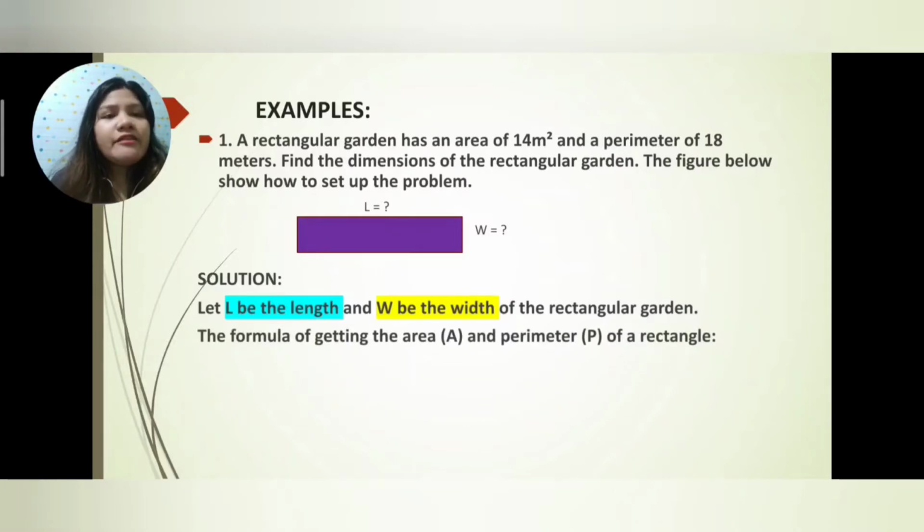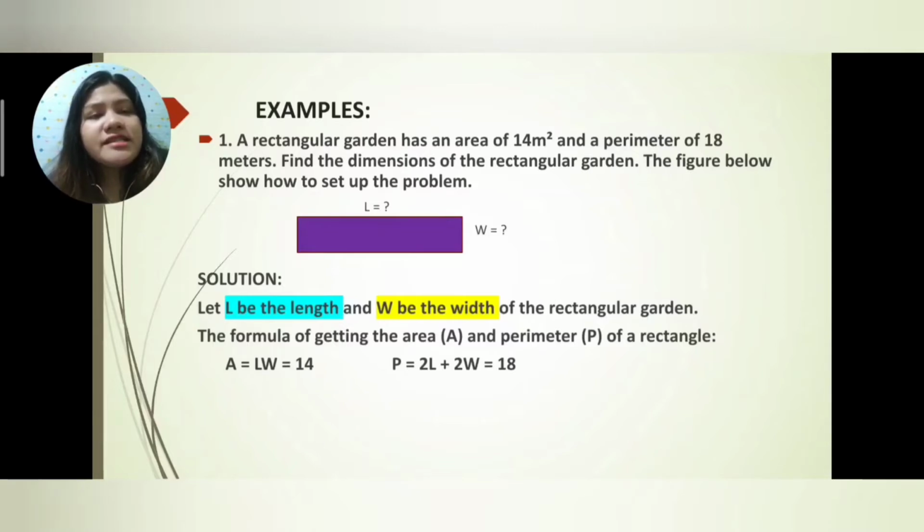Then the formula for getting the area and perimeter of a rectangle. So A is the area, then P is the perimeter. So area, di ba, the formula of the area of a rectangle is length times width, and the formula for finding the perimeter of a rectangle is 2L plus 2W, di ba? Okay. So here, area is equal to length times width.